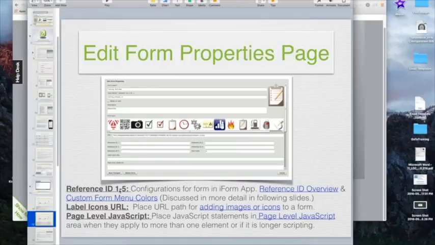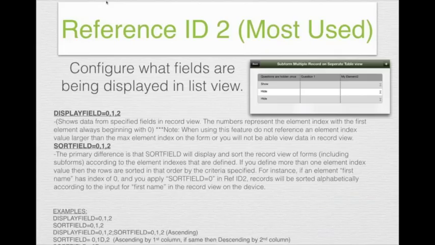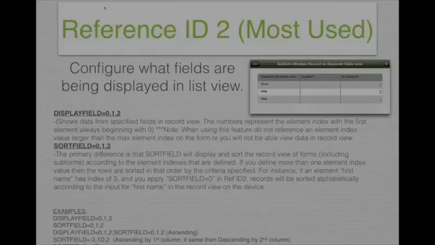I mapped out what some of the other fields are in the Edit Form Properties page, and feel free to review this later on. But what I wanted to suggest and make sure I told you about is our Reference ID 2 section. And this is where you're able to configure how the table appears when you're in the iForm app and you're looking at the list view.